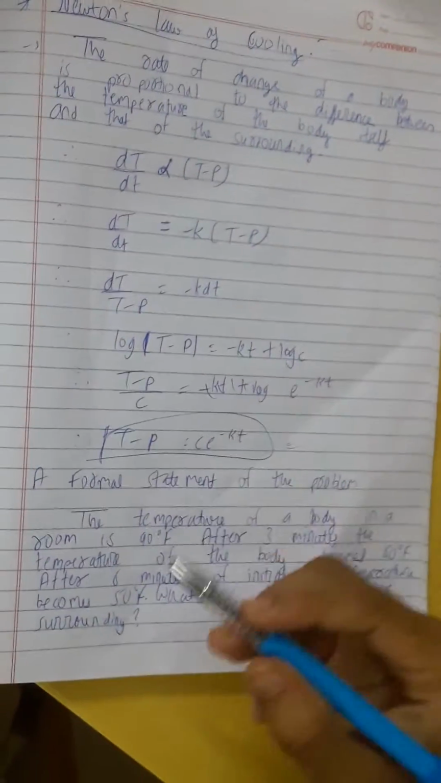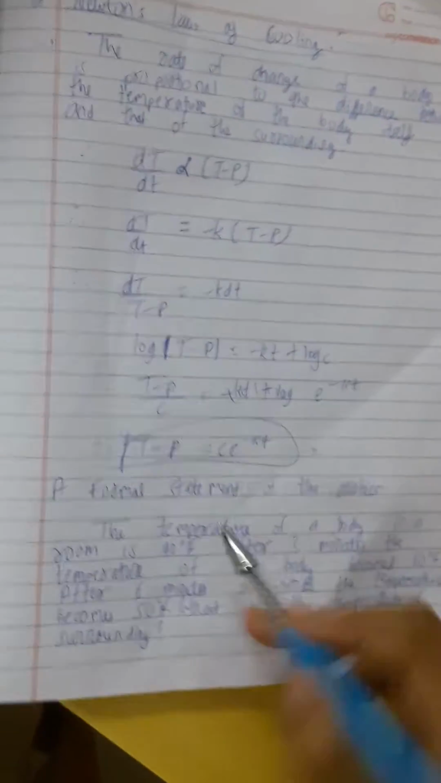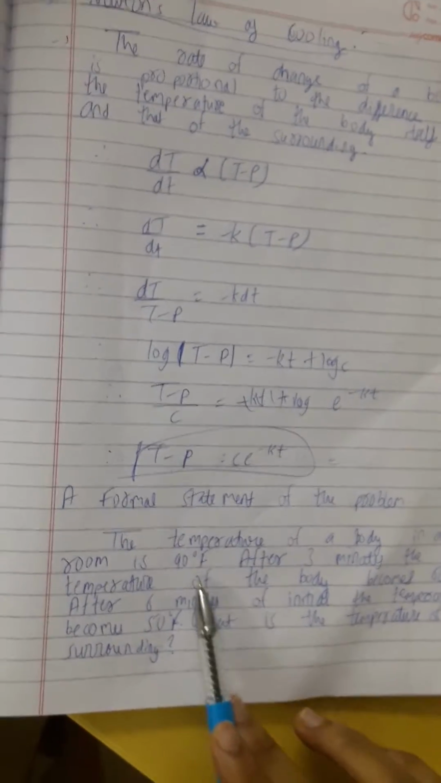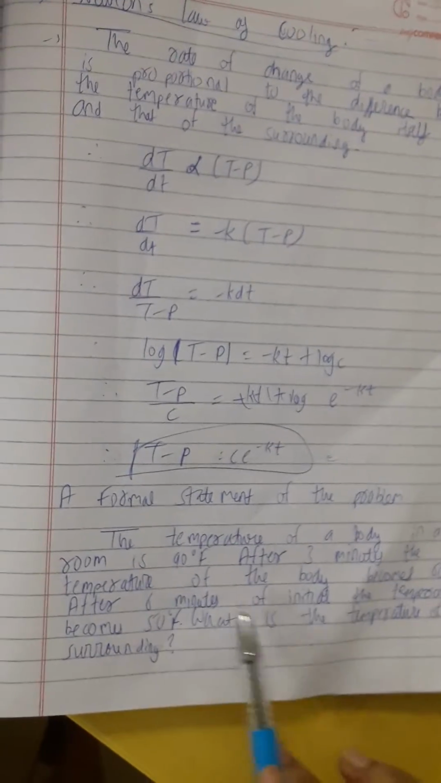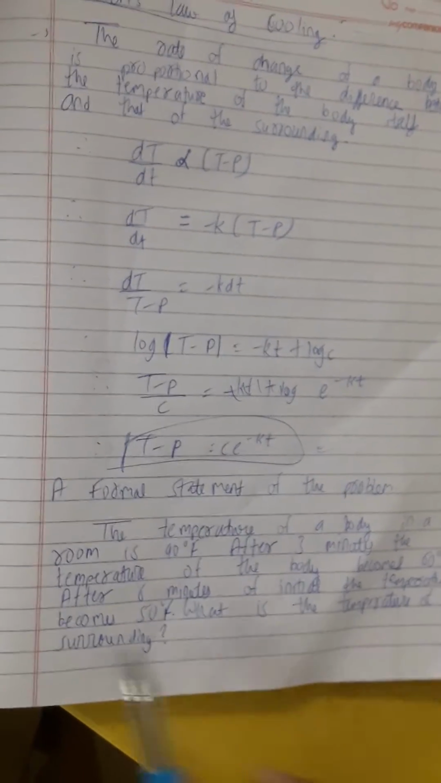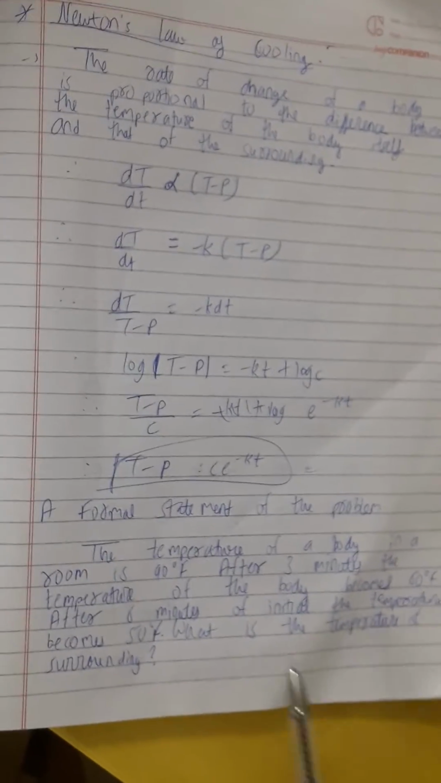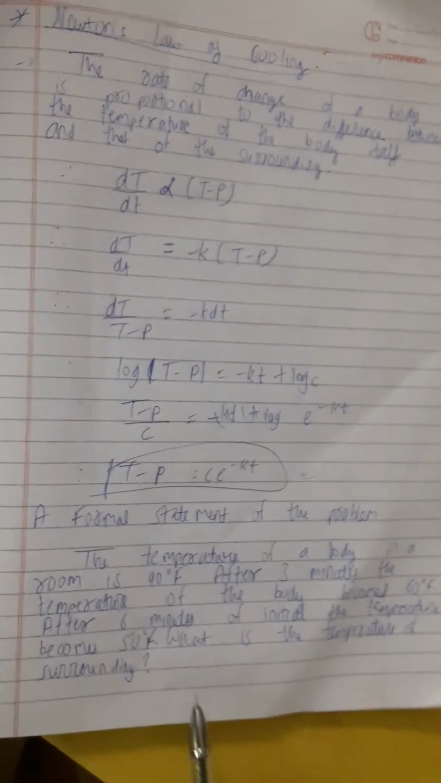A practical problem of Newton's law of cooling is as follows. A formal statement of the problem: the temperature of a body in a room is 90 degrees Fahrenheit. After 3 minutes, the temperature of the body becomes 60 degrees Fahrenheit. After 6 minutes from the start, the temperature becomes 50 degrees Fahrenheit. What is the temperature of the surrounding?